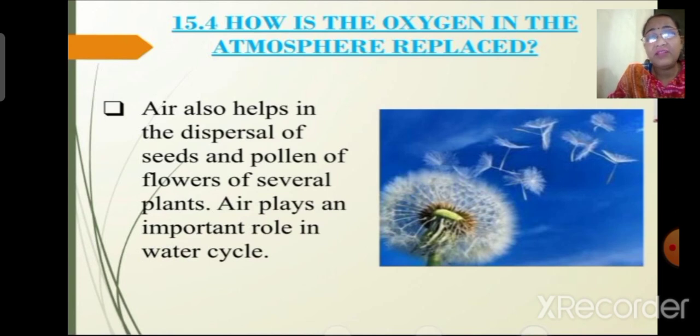Here we can say that wind is helpful in the dispersal of pollen grains and seeds. And children, most important is the presence of water vapor in the air. Water vapor plays a very important role in the water cycle also. So we can say that air is very useful for us, even for living things. It is responsible for life on the earth.